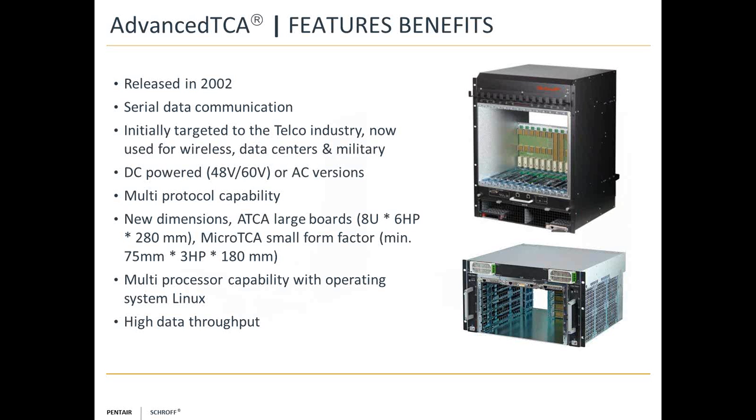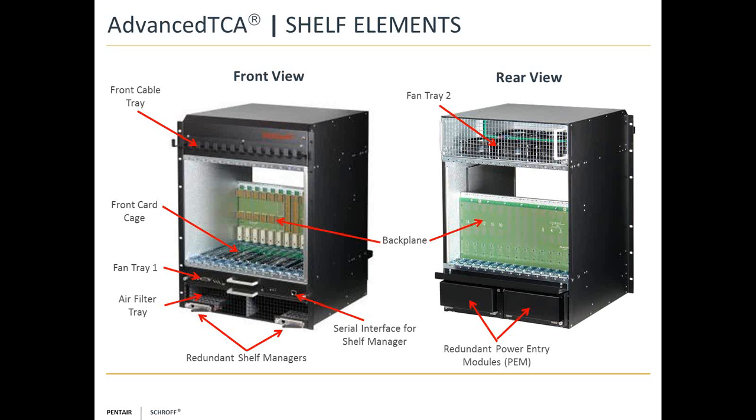So here's kind of a breakdown of the various shelf elements in Advanced TCA systems. I mentioned redundancy. You'll notice that there are redundant shelf managers here at the bottom. We do have redundant fan trays, and this particular example is push-pull cooling, so we have one at the bottom and one at the top. We also have redundant power entry modules. So ATCA systems are supposed to be available 99.999% of the time. That equates to, I think, less than 3 days of downtime in a whole year. So very, very reliable system.